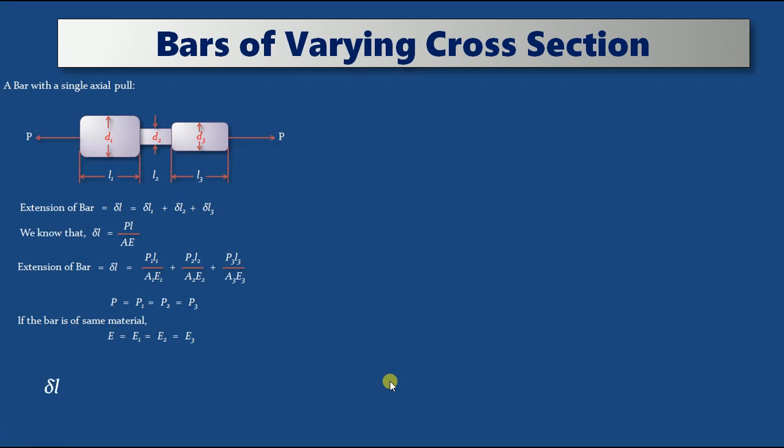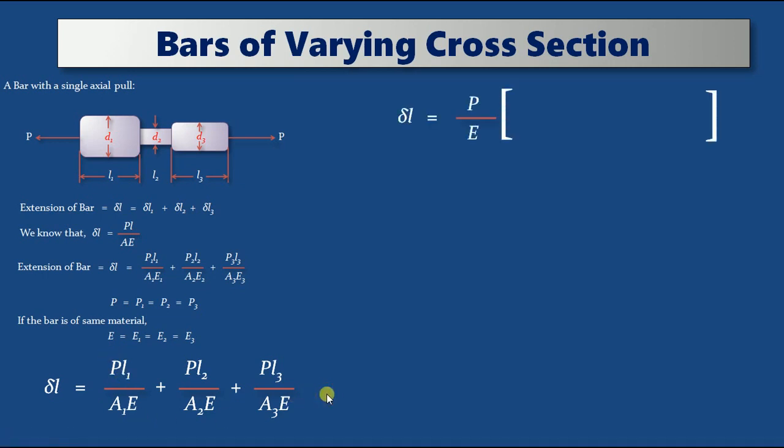Finally we can write the equation: delta L is equal to P L1 by A1 E plus P L2 by A2 E plus P L3 by A3 E. In all three terms P by E is common, so we can take P by E as common, and the remaining terms are L1 by A1 plus L2 by A2 plus L3 by A3. With the given information in the problem, we can write the total elongation, the total extension in the bar, using this formula.